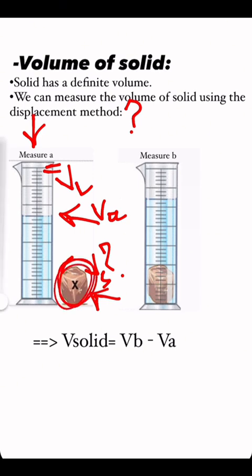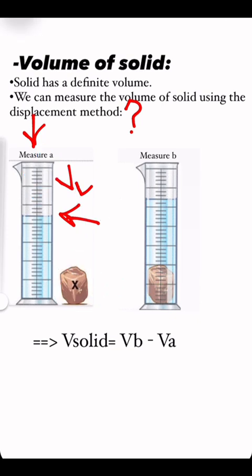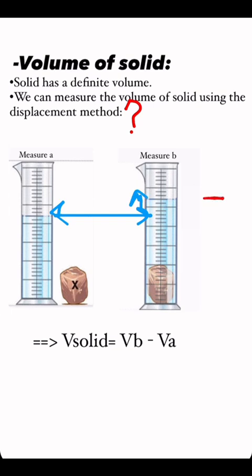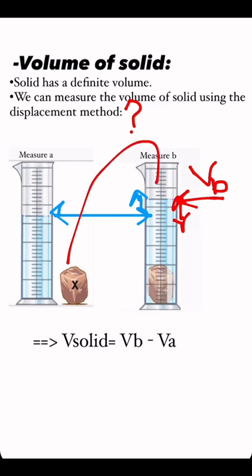When we add the solid into the graduated cylinder, the level of the water in this cylinder increases. The difference between the level of water after adding the solid and before adding it equals the volume of the solid. When we add the rock to the liquid in the cylinder, we read the volume of the liquid again, and we name it VB, representing the V final, the final measure of the liquid after adding the solid.